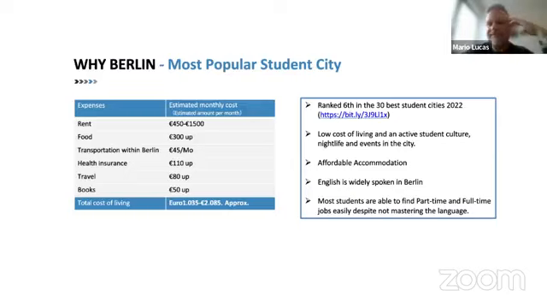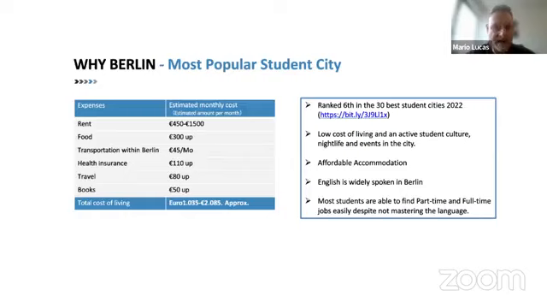It ranked 6th in the 30 best student cities 2 years ago in 2022. And it also has a very low cost of living and an active student culture, which is also very important, calling it the soft location factors or parameters. If you study in a city, you might be interested in the student culture life as well. Then, of course, when it comes to culture, language always ranks first. And let me tell you that English is a very widely spoken language in Berlin.